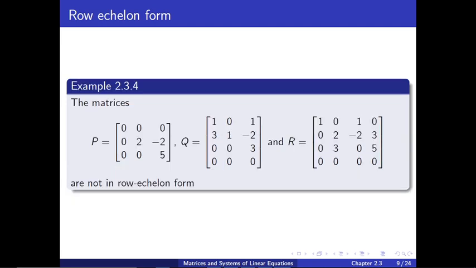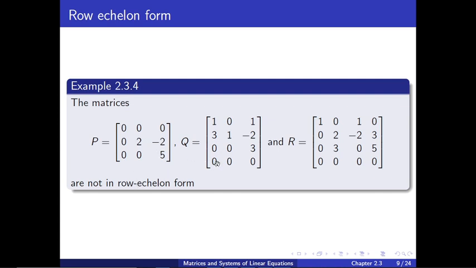Let's go on to ones that are not and give reasons why they are not. So let's look at P. For P, we can see that we have got a row of zeros at the top, so condition 1 is not satisfied because the row of zeros is at the top, it's not below the ones that are non-zero. So this is not in row echelon form.